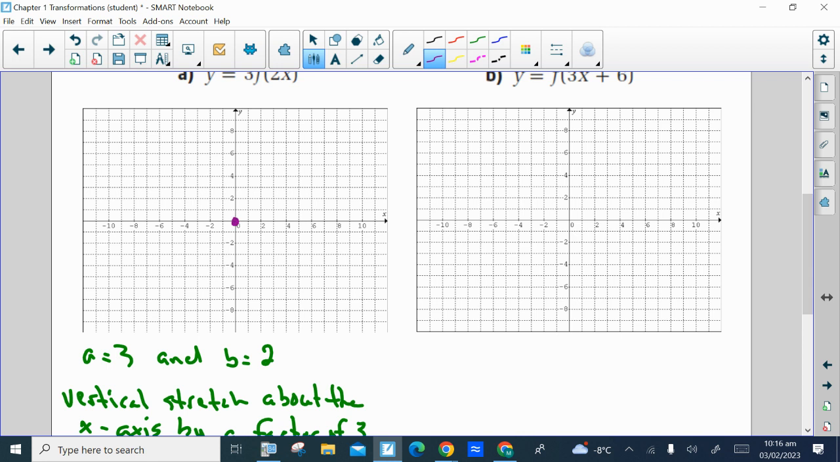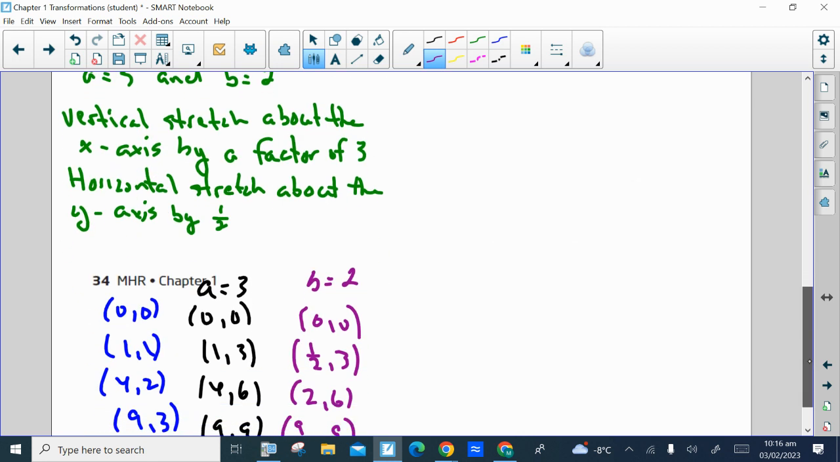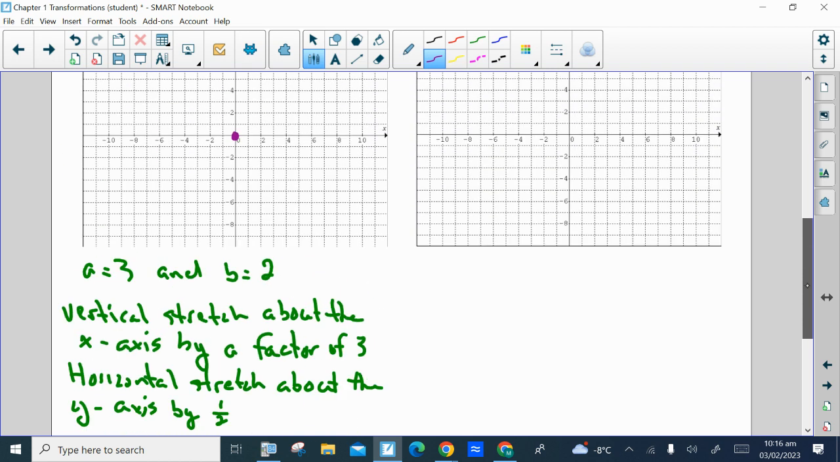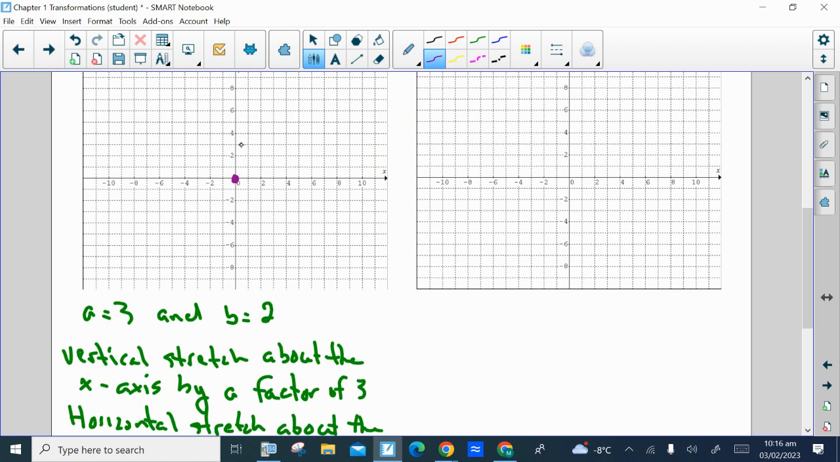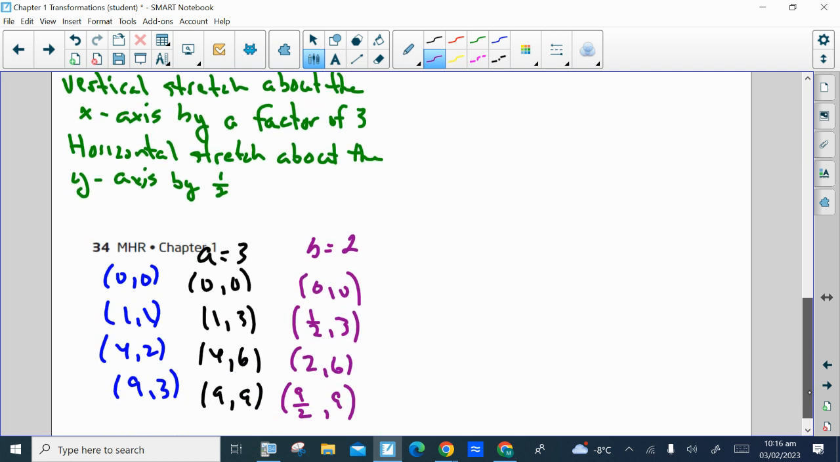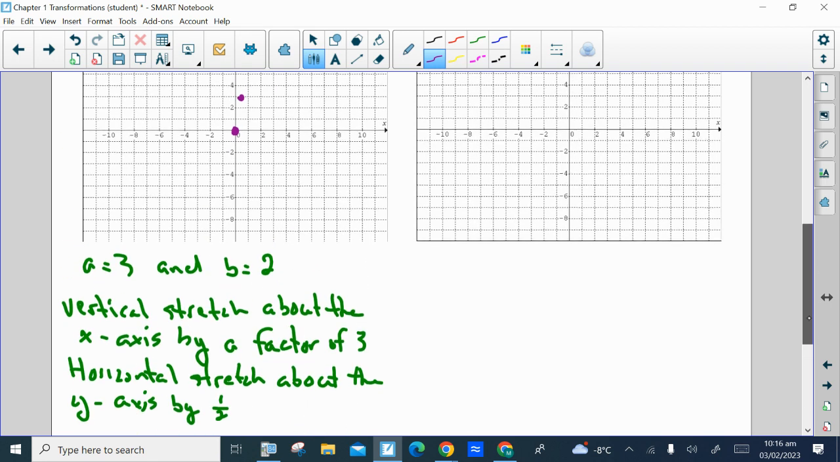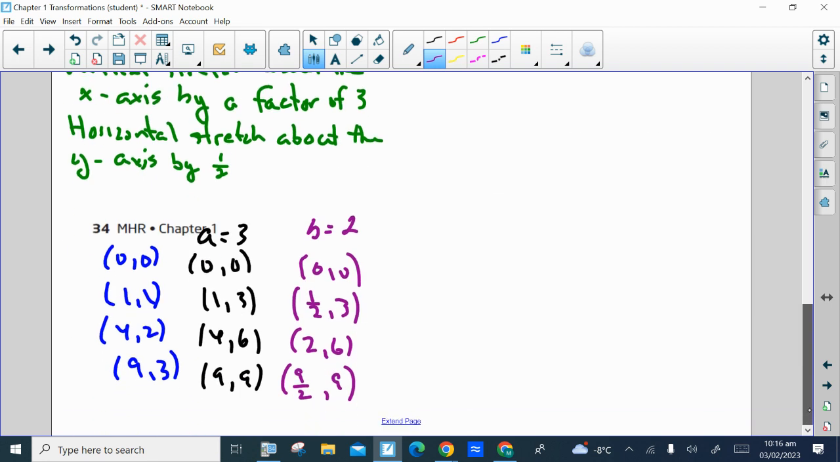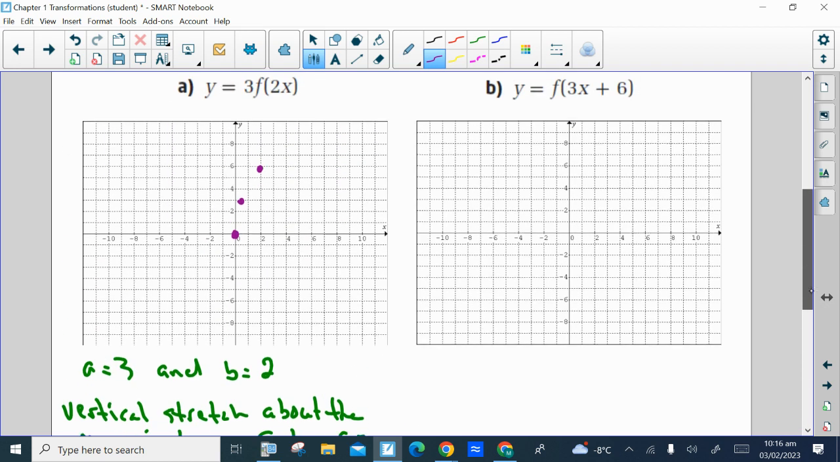We've got the point 0, 0. 1/2, 3. 2, 6. And 9/2, which is 4.5, 9.